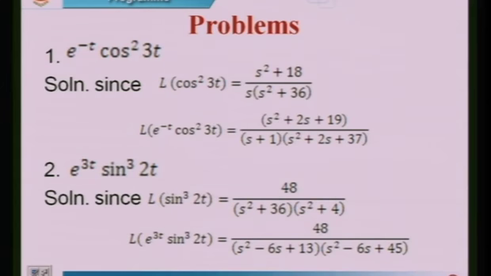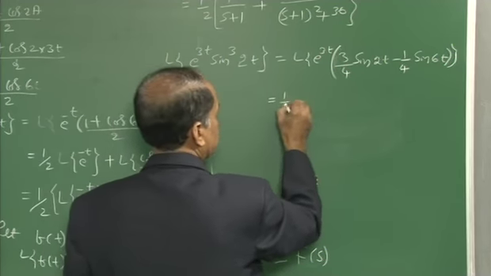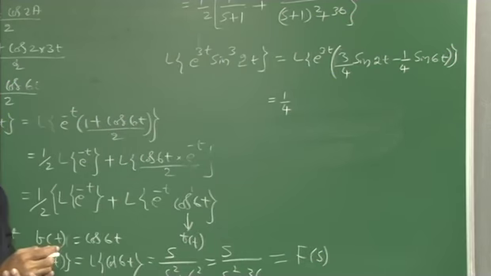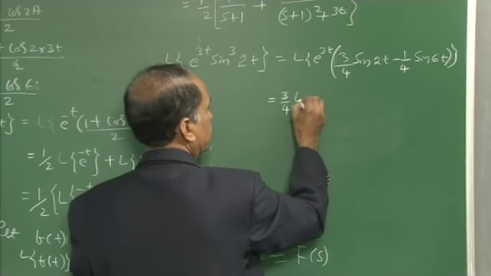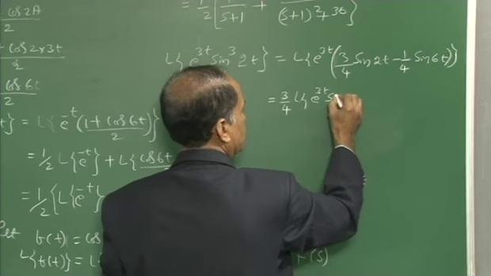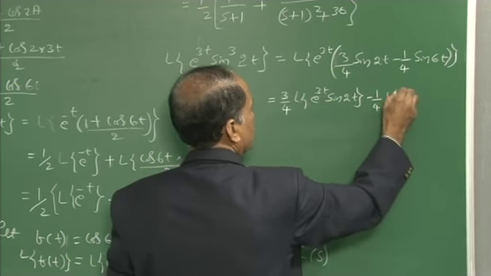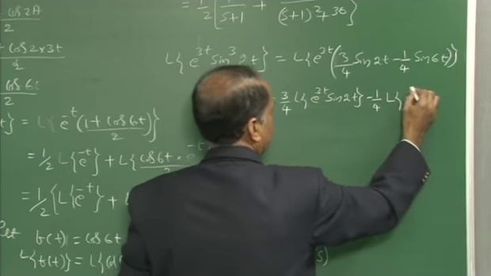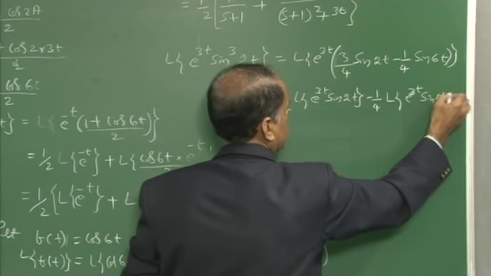Then what you can write, we have to write Laplace transform using the shifting property. Therefore shifting property means even further one step you can write like this for more clarity. That means constant you are taking outside, here 3 by 4 I am writing, and L of e to the power 3t and sine 2t, one product, and minus 1 by 4 L of e to the power 3t multiplied by sine of 6t.